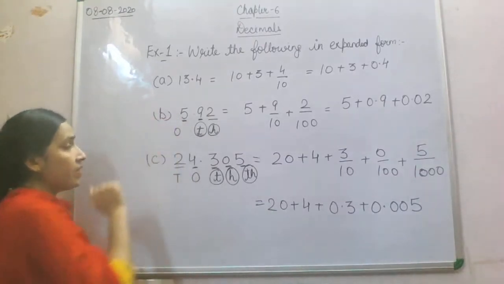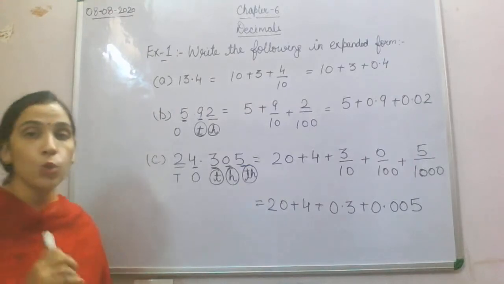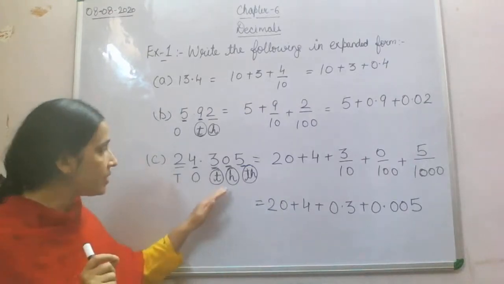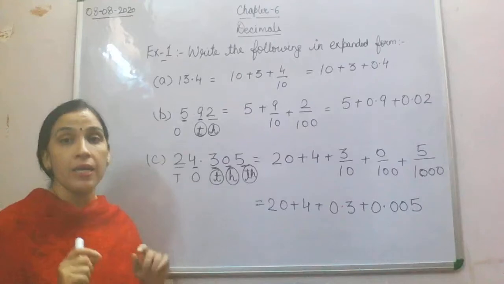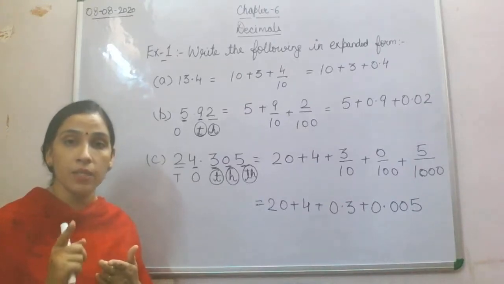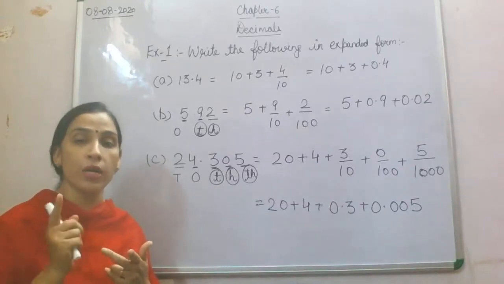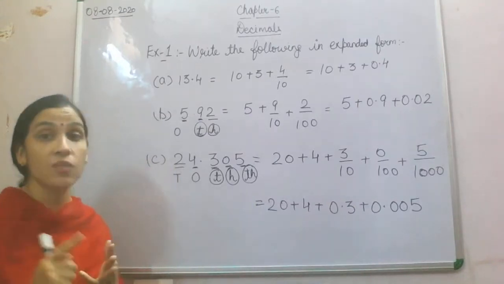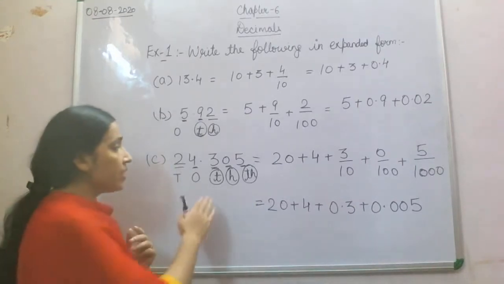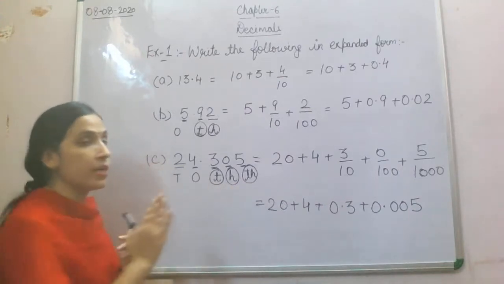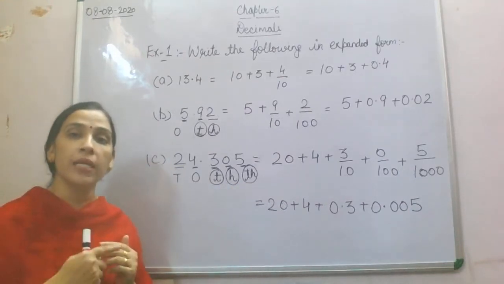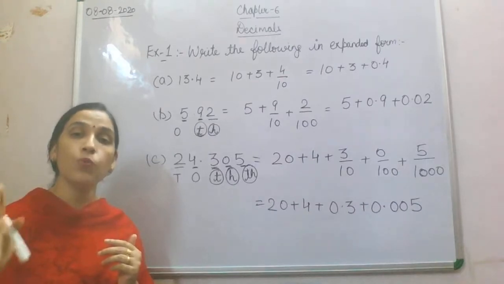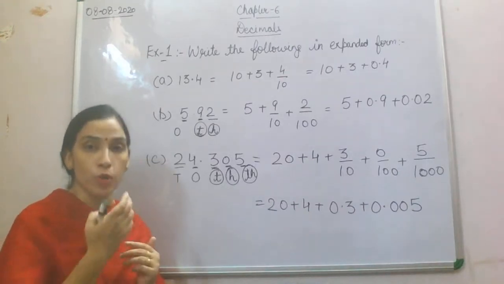And if you have been given any decimal number, you must be clear about these decimal places: which number is on the tenths place, which number is on the hundredths place, and which number is on the thousandths place. That is very important. If these things are not clear in your mind, you won't be able to write it in expanded form and you won't be able to write it in short form also.